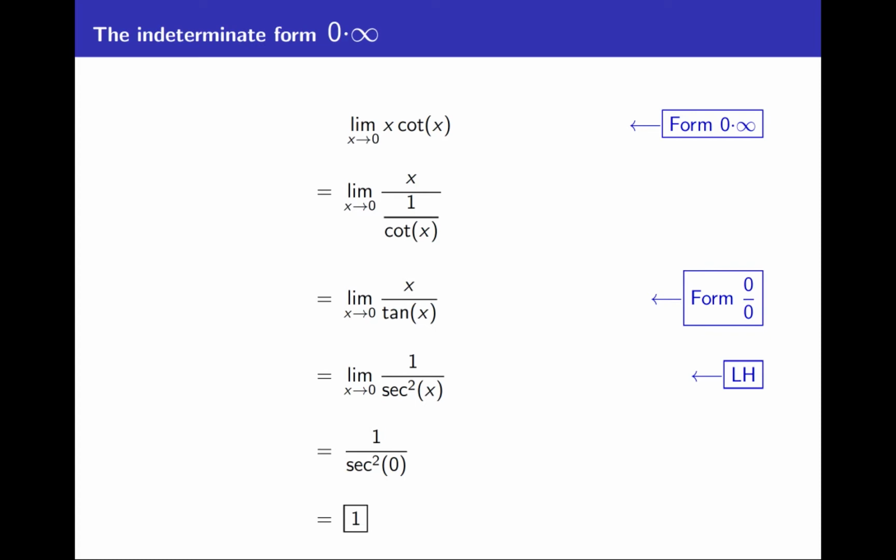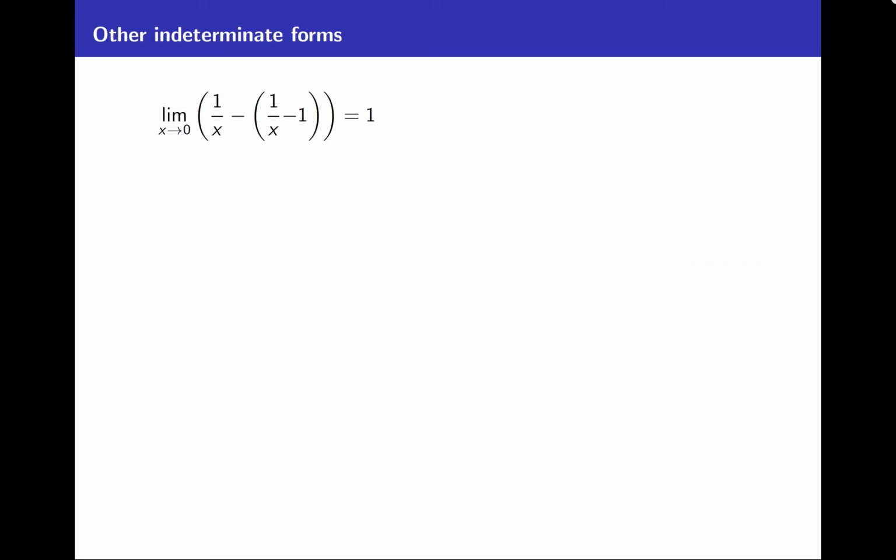So we've seen now and recalled that we can evaluate limits of 3 indeterminate forms: 0 over 0, infinity over infinity, and 0 times infinity. But there are other indeterminate forms, and the purpose of today's lecture is to explore them.